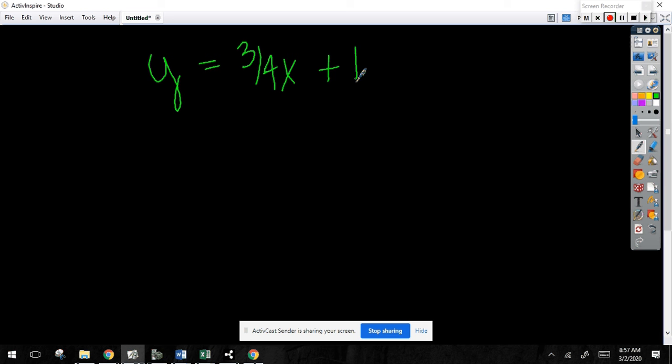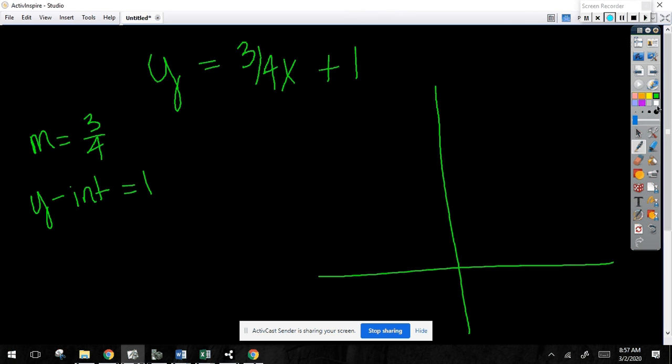All right, so if it's slope-intercept form, then it gives me a slope and it gives me a y-intercept. That's right. What's the slope? Which means what? 1 is the y-intercept. All right, so tell me what I do first. That's exactly right. I'm going to plot 1. And now I need to apply the slope. What does the slope look like? Up 3. 1, 2, 3, and 4.